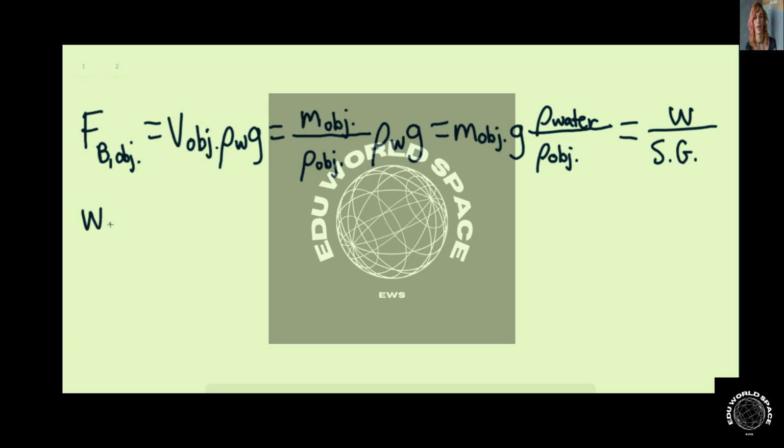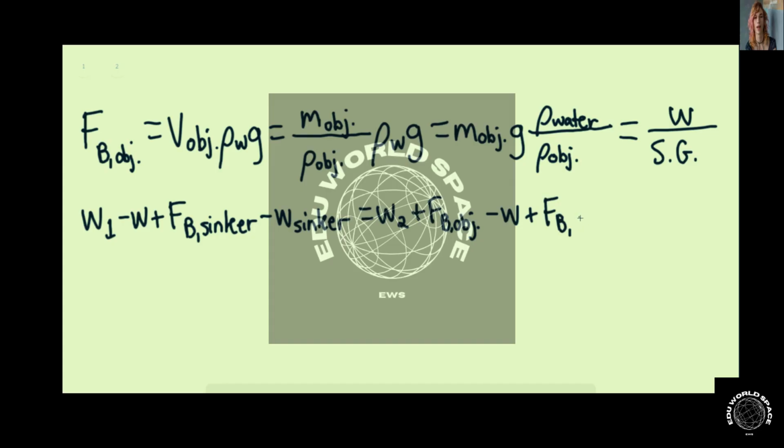And so we can say weight sub 1 minus W plus the buoyancy force of the sinker minus the weight of the sinker. This is equaling weight sub 2 plus the buoyancy force of the object minus the weight W plus the buoyancy force of the sinker minus the weight of the sinker. And so we can then say that weight sub 1 equals weight sub 2 plus the buoyancy force of the object.